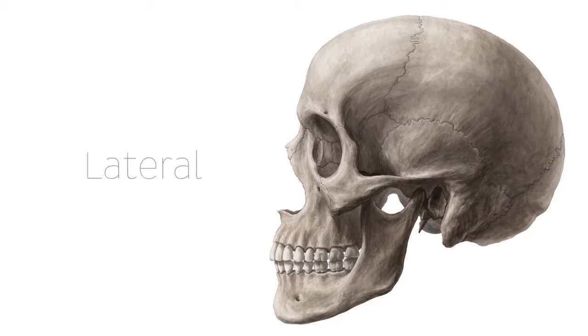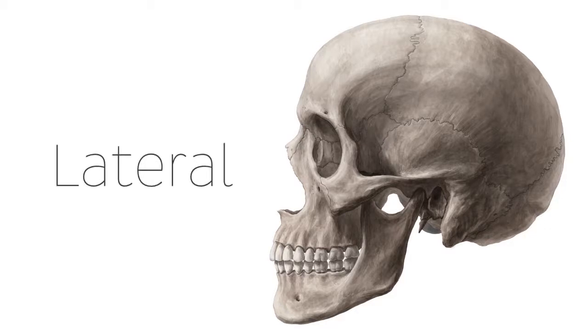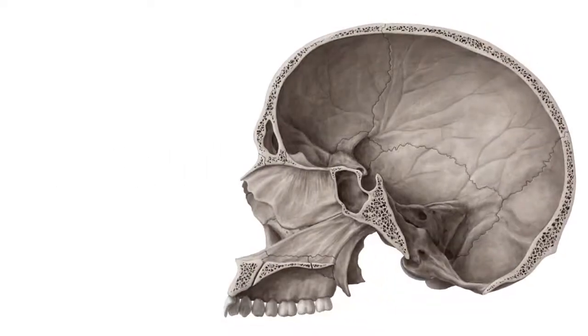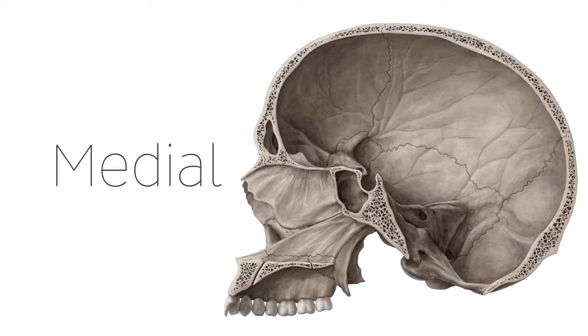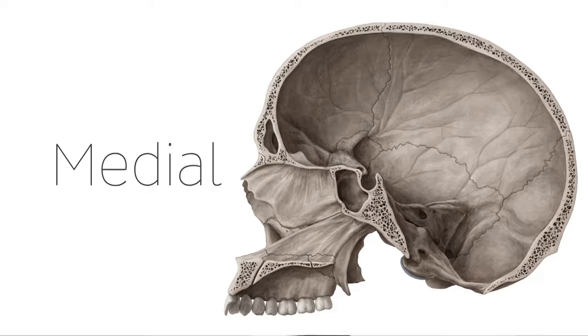This is the lateral view of the skull, as we look at the structures of the skull found towards the side. And this is the medial view of the skull, where we see the different structures of the skull that are located closer to the midline. We're able to get this view thanks to this mid-sagittal cut that we have created on the skull.